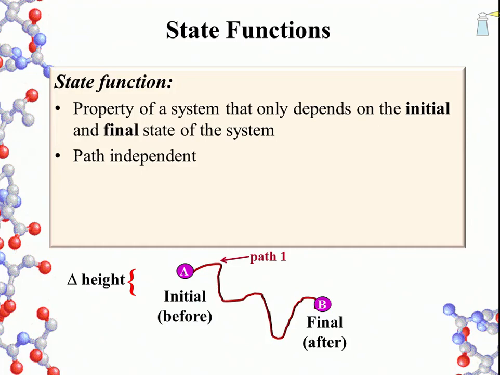The difference in the height between points A and B has not changed, even though the path went through a lower height. Now, let's say there's a second path along the mountain. Even though this path takes longer and has more extremes, the state function, the height difference, our analogy to state function, between points A and B is not changed, path independent.